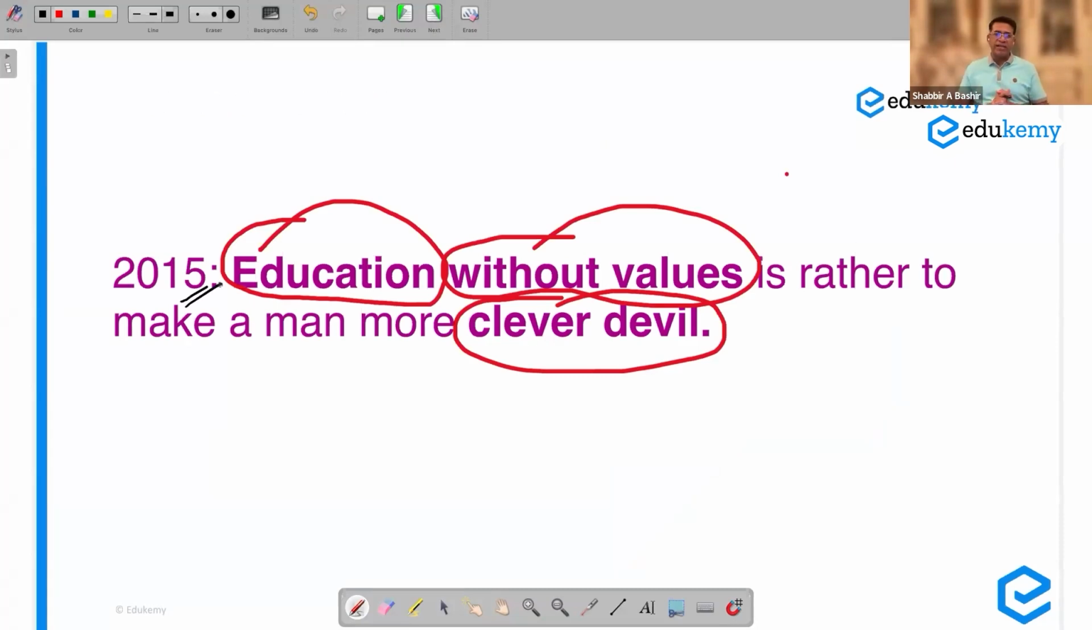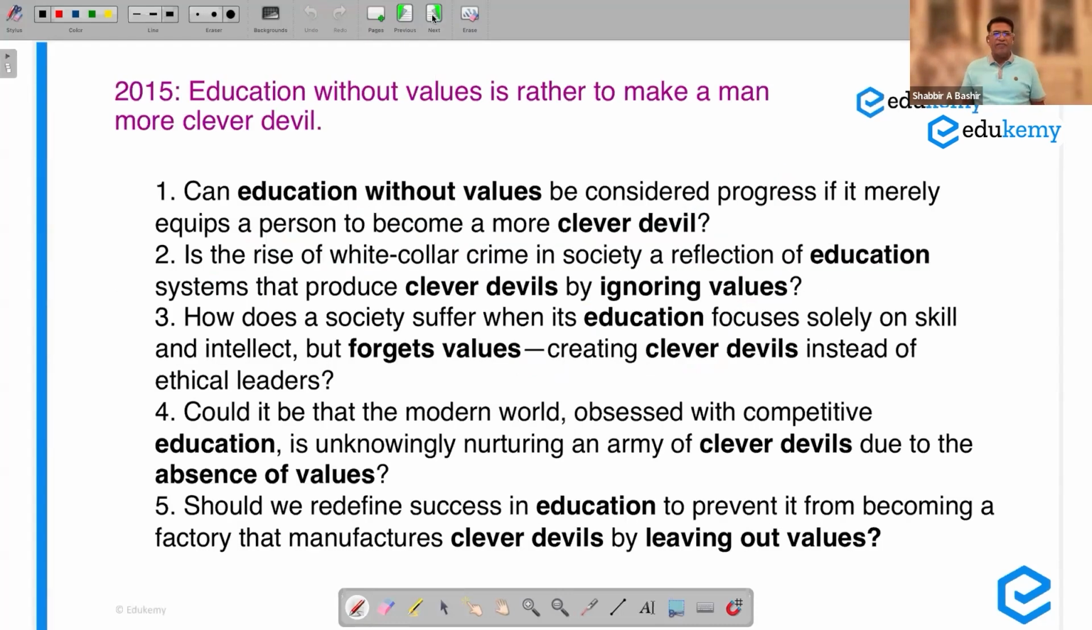That if we educate somebody and don't impart values to him, if we don't have moral education, if we don't teach ethics, the man with the education will become a clever devil. Rather than become a wise man, a good man, he becomes a clever devil. Okay, so look at how I have developed it.